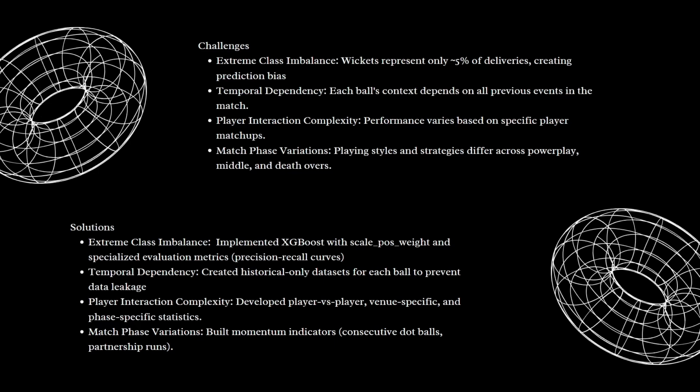Now, these are some of the challenges we faced during building this project. One of the challenges in building this wicket probability prediction model is that wickets actually occur in only a small fraction of deliveries, typically around 5%, which introduces significant prediction bias. Additionally, the model must account for temporal dependencies, where the likelihood of a wicket on a given delivery is influenced by the sequence of preceding events, as we showed in the example.